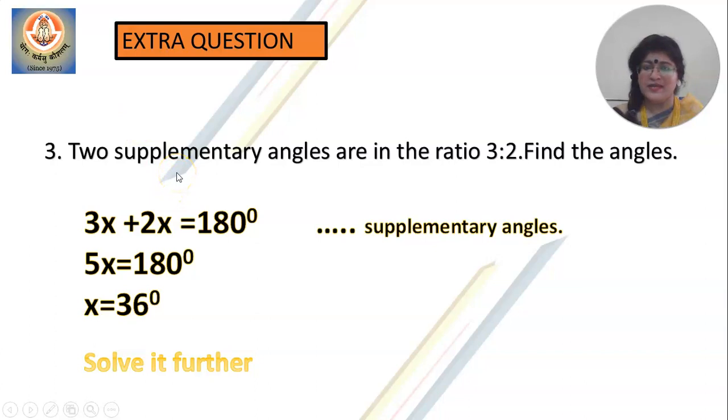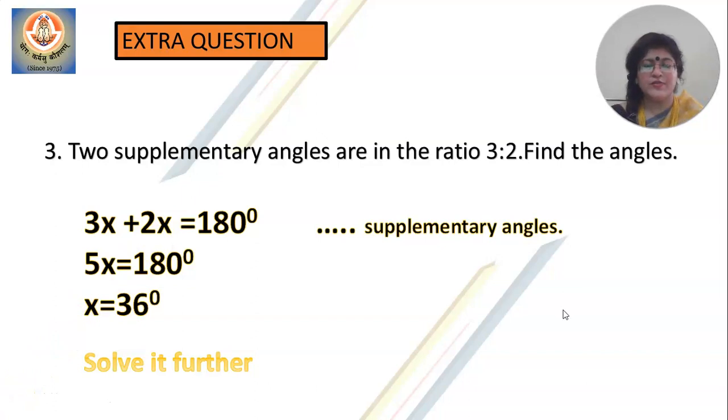So how do you begin? Let the common multiple be x. Okay, and then 3x plus 2x is 180. From that you get 5x is equal to 180. Therefore the value of x is 36. I have not solved it further. I want you to do it and find out the angles. How would you do it? It is 36 degrees. So 36 into 3 will be one of the angles. The other angle will be 36 into 2.